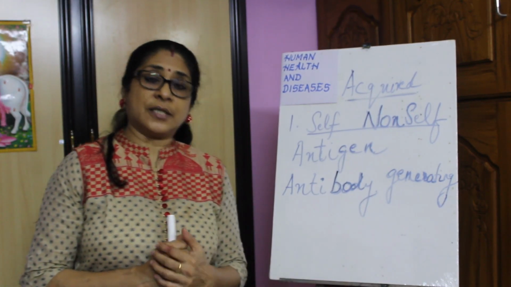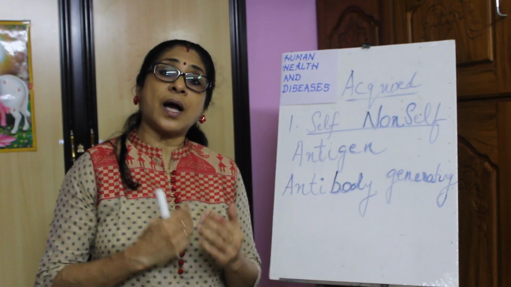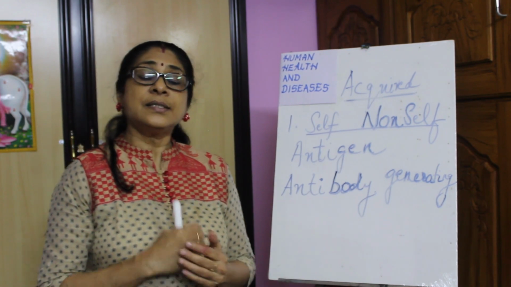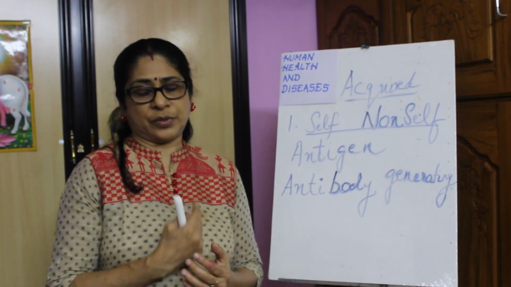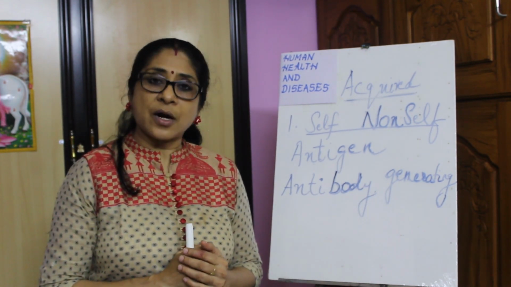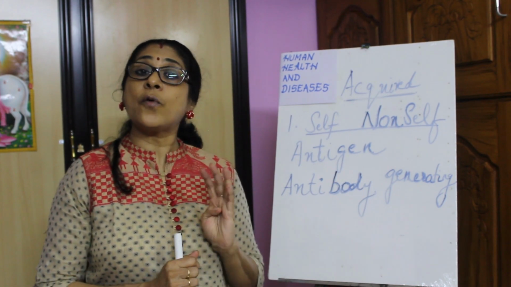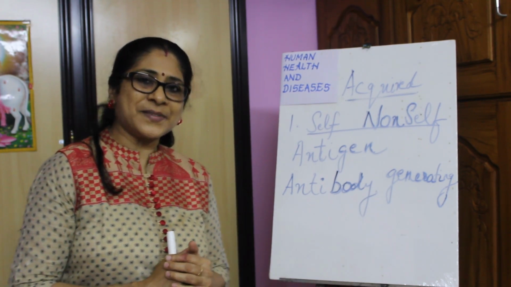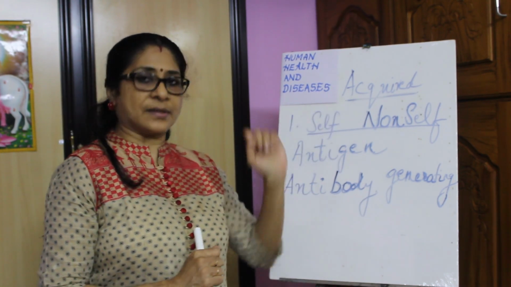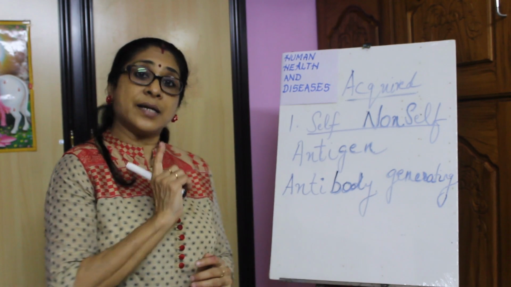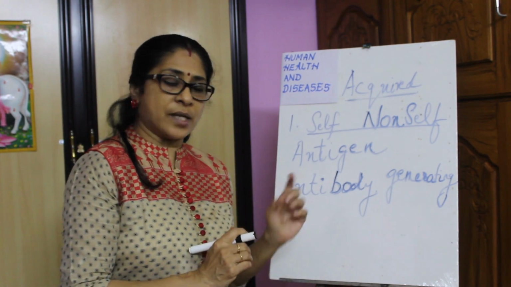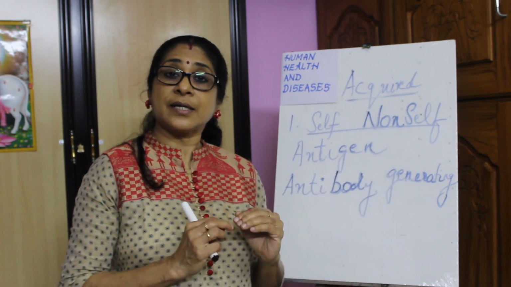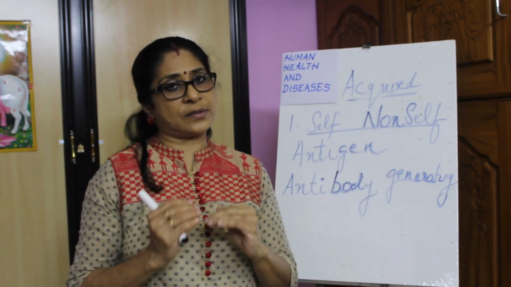Acquired immunity is something that we acquire in our lifetime. And just like the inborn immunity, it is functional based on four concepts. Let us discuss what these concepts are. The first concept is the recognition between self and non-self. Recognition of self and non-self.